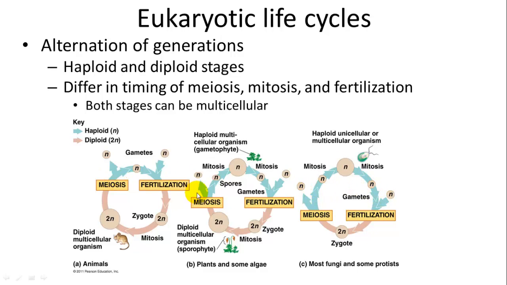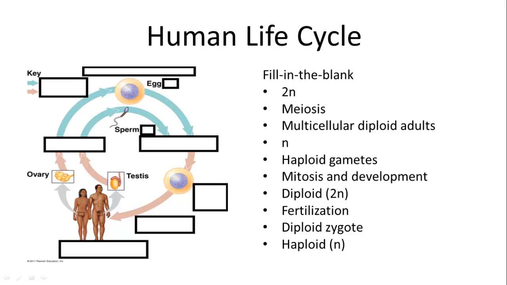And depending on what type of organism you are, the diploid stage may be more dominant or the haploid stage may be more dominant. So we'll do this in class, but the human life cycle has a very small haploid generation, and then most of our lifespan is in the diploid stage. And fertilization and meiosis are what separate the two.